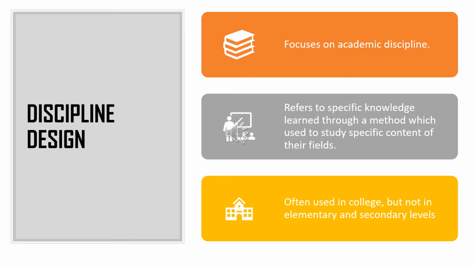Discipline design. Discipline design is somewhat related to subject design. However, while the subject design centers only on the cluster of content, the discipline design focuses on the academic discipline. It refers to the specific knowledge learned through a method which is used to study specific content of their fields. For example, if you are studying biology, you also need to learn how the biologists learn.